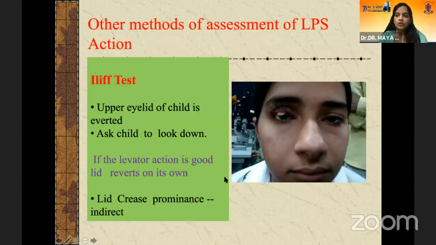In infants or children who are not cooperative for this Berke's method, you can just do an ELIF test. Evert the upper eyelid, and as the child looks down, it will revert back on its own spontaneously if the LPS action is good. Also, indirectly, you can assess it by checking the lid crease. If it is a prominent lid crease, then it means that the LPS action is good.